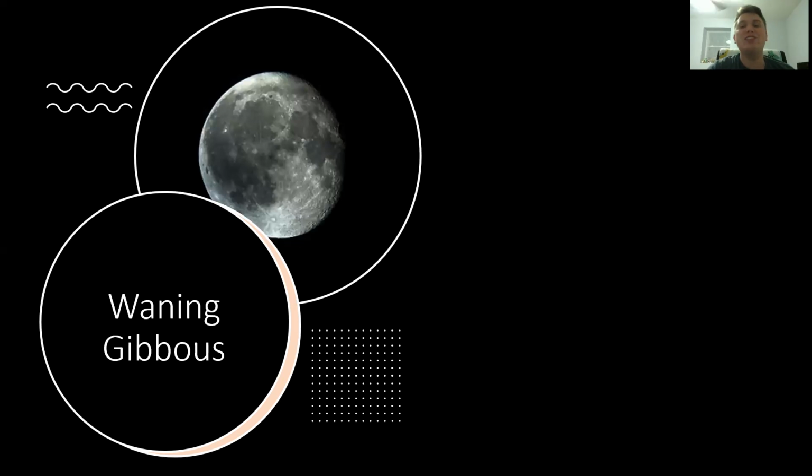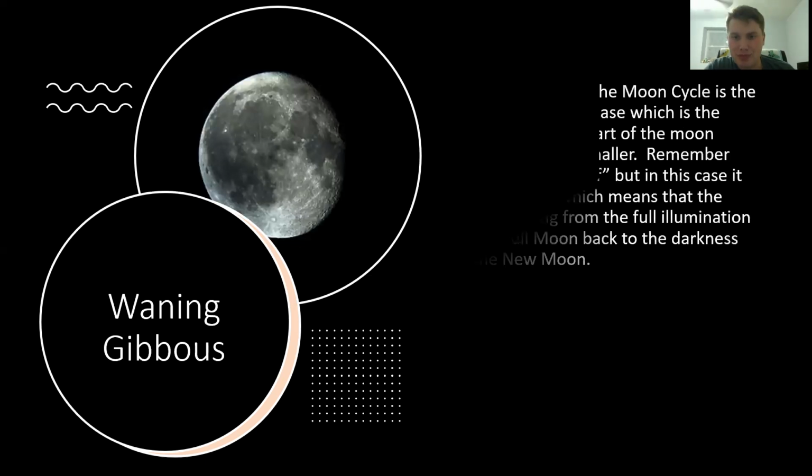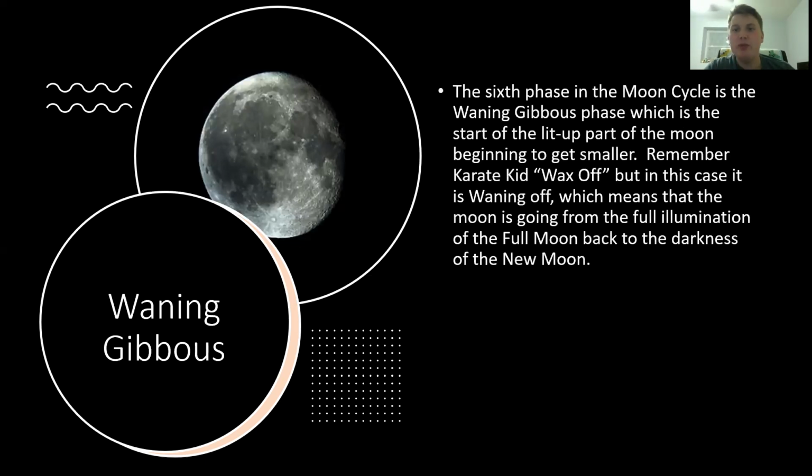Our next phase is the waning gibbous. The sixth phase in the moon cycle is the waning gibbous phase, which is the start of the lit up part of the moon beginning to get smaller. Remember, Karate Kid, wax on, wax off. But in this case, wax off is waning off, which means that the moon is going from the full illumination or being fully lit up of the full moon back to the darkness of the new moon. But it's happening very, very slowly.